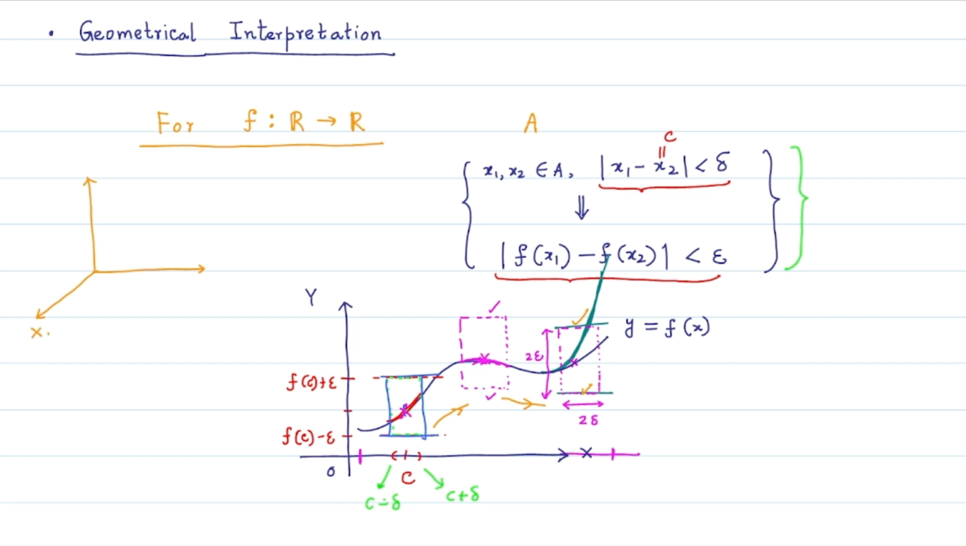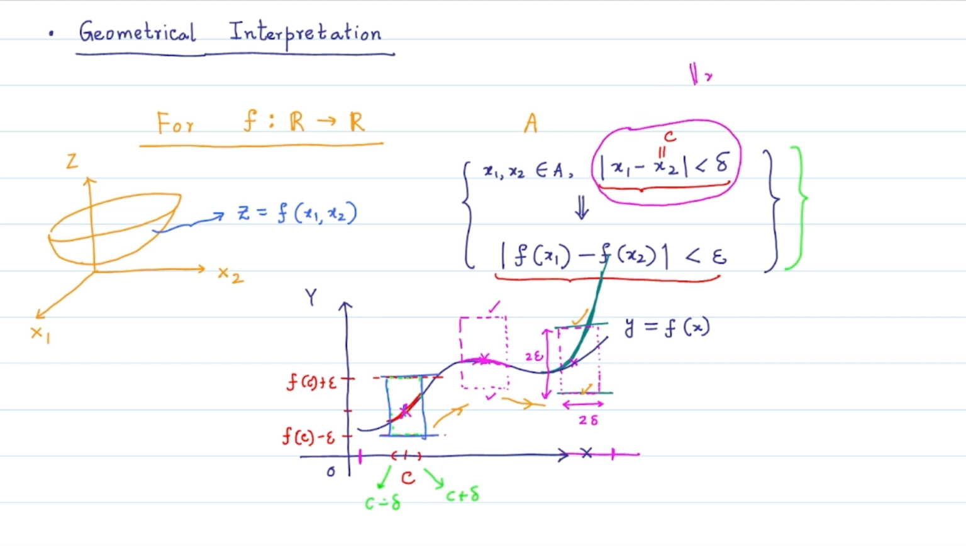Let's suppose we have a function of two variables x1 and x2. The graph of the function of two variables obviously is a surface in the three-dimensional space. Let's suppose the surface z equals f(x1, x2) is this surface, and the condition of uniform continuity for functions of two or more variables comes up with this portion as norm of x1 minus x2 less than delta. For functions of two variables, this inequality together with this inequality will give us a cylindrical region, a vertical cylinder having base of radius delta and height slightly smaller than 2 epsilon.